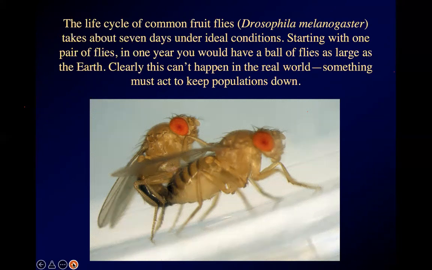And it could be predators, it could be spiders that are catching and eating the fruit flies or something like that. It could be starvation. If fruit flies run out of food, some of them will start dying. It could be disease. It could be parasites. It could be irate homeowners with cans of Raid spray insecticide. It could be lots of things, but something must always act to keep that population down.